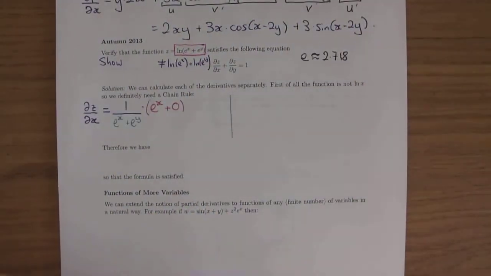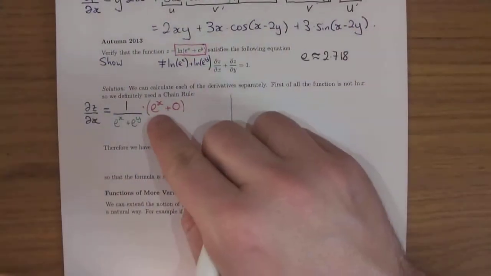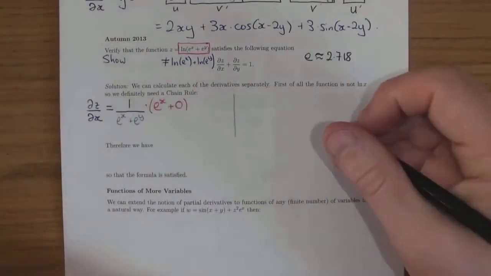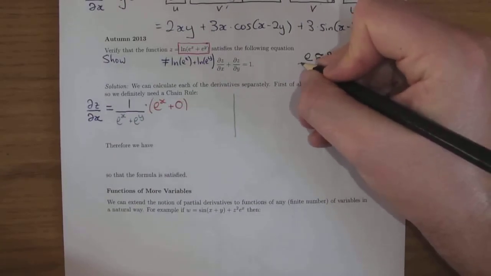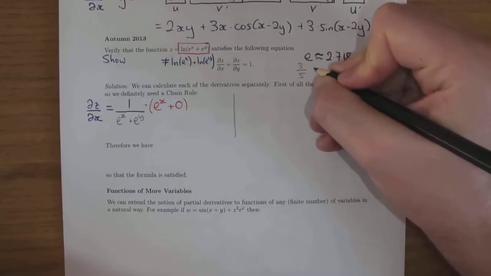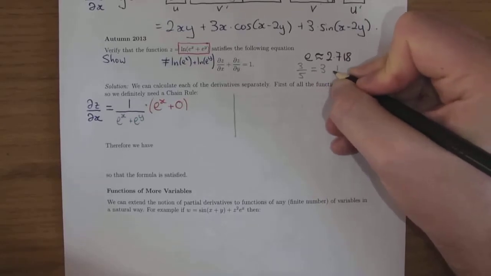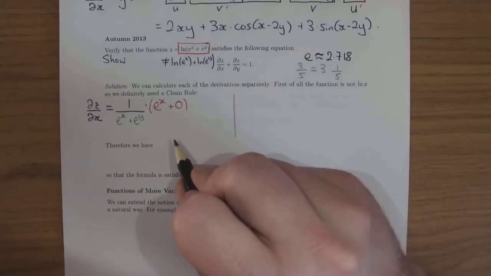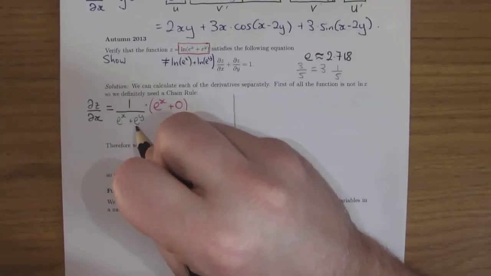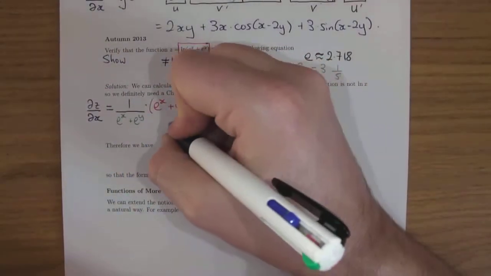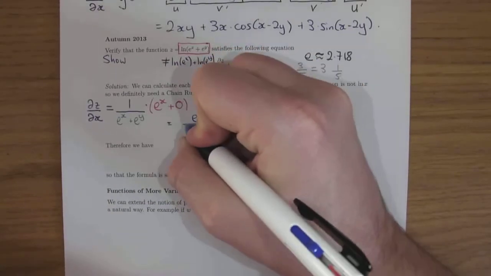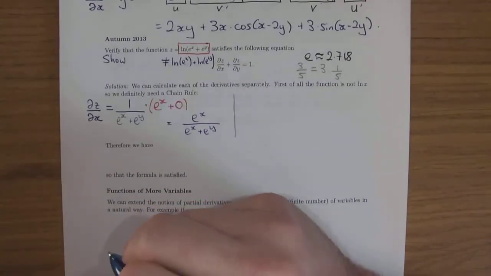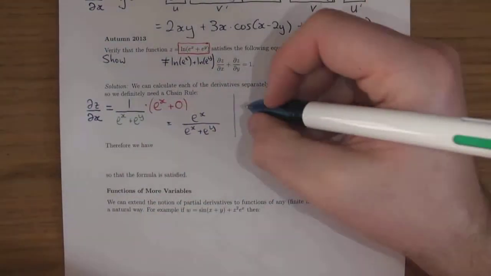And this is the same thing as, and now here we'll just do a little bit of algebra. When you have something by 1 over something, maybe if I ask you to say what this is, you would say it's 3/5. So if you've got 3 by 1 over something, it's that divided by that. So similar story, e to the x divided by this is equal to e to the x divided by e to the x plus e to the y. Okay. Now we also need to differentiate with respect to y.